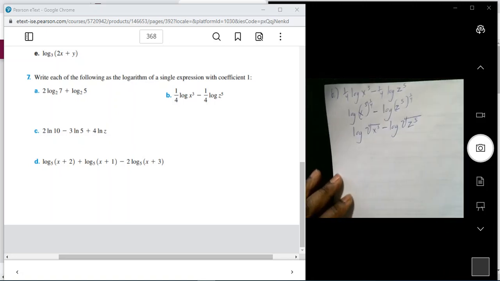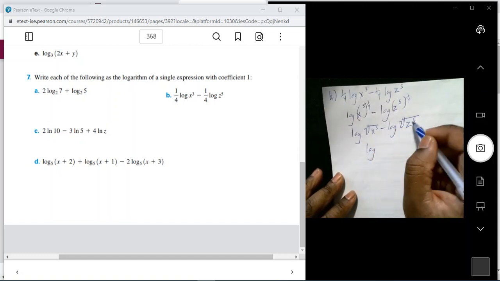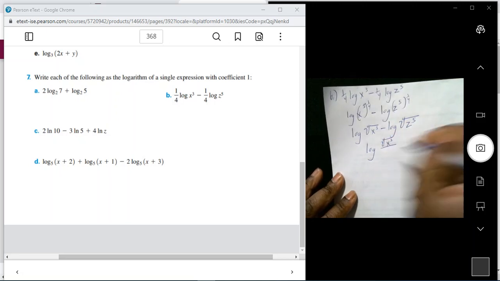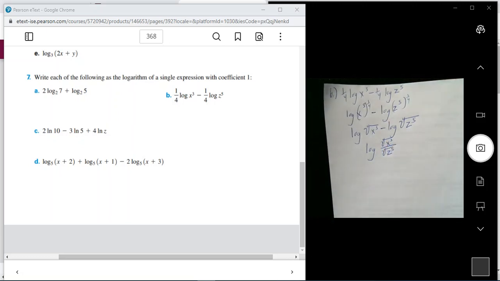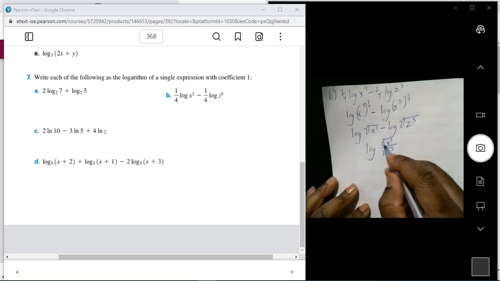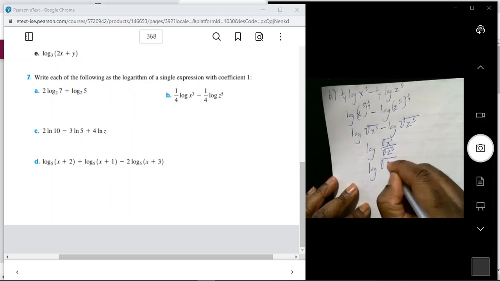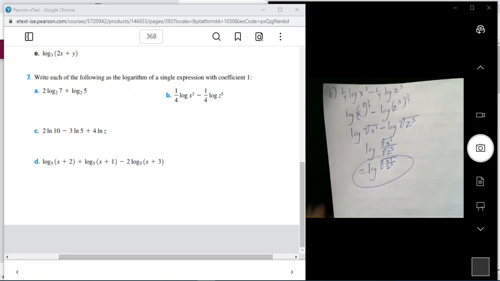Now we could change this. They have the same base. Since it's subtraction, we will have log of the 4th root of x to the 3rd all over the 4th root of z to the 5th. Now, both of these have the same radical and same index, so we could rewrite this as log the 4th root of x to the 3rd over z to the 5th. And that will be your final answer. Okay, now we move on to C.